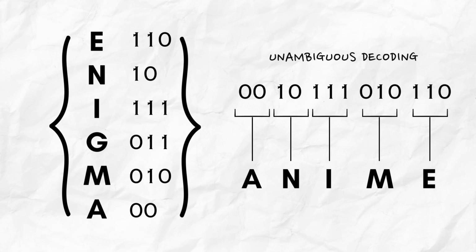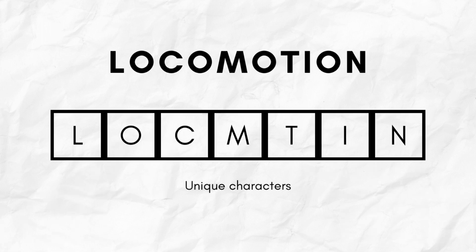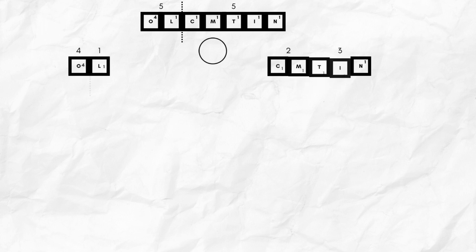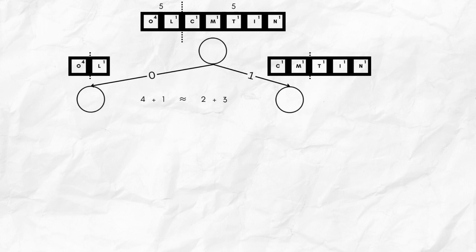To get a better understanding of this algorithm, let's try to encode the word locomotion using Fano's method. We start with a list of symbols and their corresponding frequency counts, reflecting their relative occurrences. Next, we sort the symbols based on their frequencies, with the most common symbols on the left and the least common ones on the right. Then, we divide the list into two parts in a way that the total frequency count on the left is approximately equal to the total frequency count on the right.